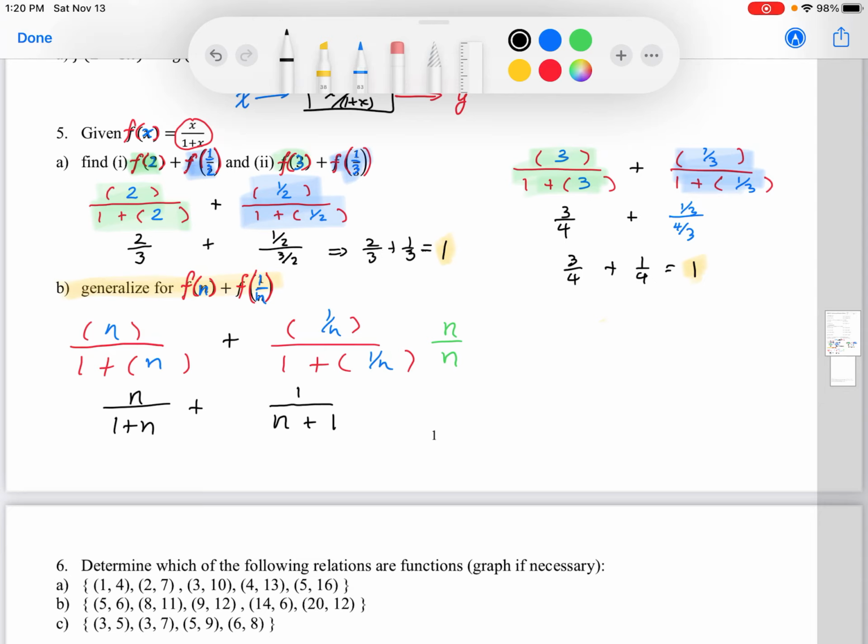And so when I rearrange this, I'm just going to make it look a little bit nicer. It's going to be n over n plus 1, and then 1 over n plus 1. They have a common denominator. So in the numerator, I'm going to add the numerators, n plus 1 over n plus 1, and that will be equal to 1. And so for any n value, it's going to be equal to 1. And that kind of then justifies what we got here and here. For 2 and 1/2, 3 and 1/3, n and 1 over n, we will always get 1 because of the way that it simplifies algebraically.